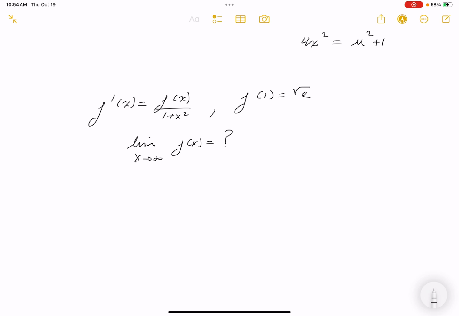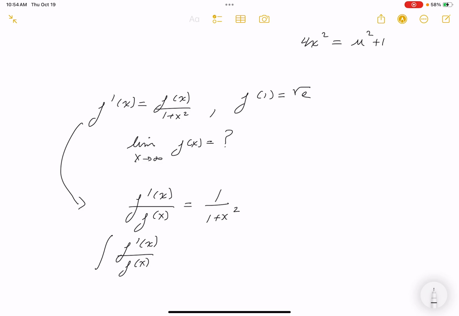So what I'm going to do is try to rearrange what I'm given into something that maybe I can handle. So I'm going to write down f prime over f of x is equal to 1 over 1 plus x squared. All right? And then I'm going to try to integrate both sides, because I notice the right side is easy to integrate. I wonder about the left side, though. So what do you get over there? f prime over f of x dx equals 1 over 1 plus x squared.